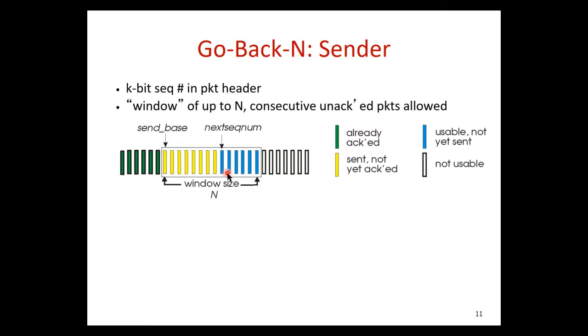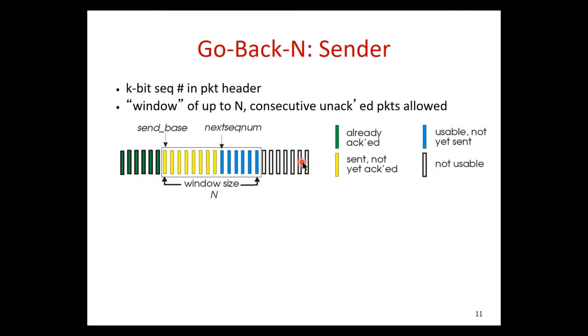So if the sender is in this state, and if it has a new packet to send, it will use next sequence number for that new packet. It will use this one. And then it will shift. So next sequence number will now shift to the right to be the next one.